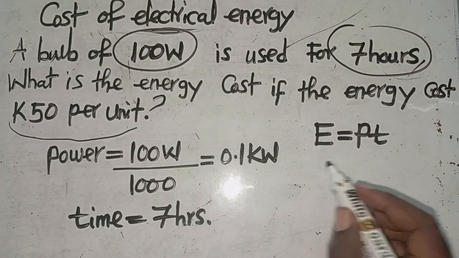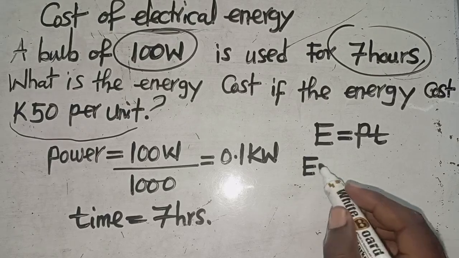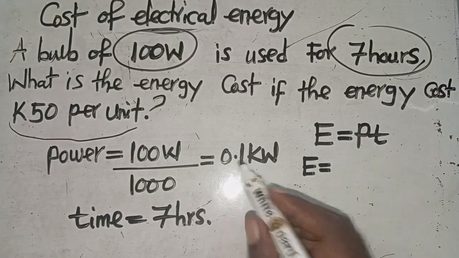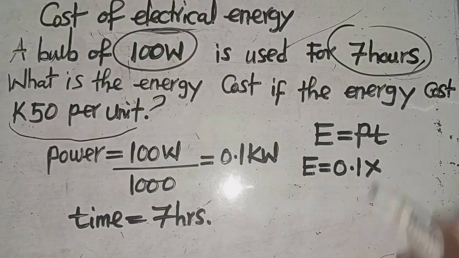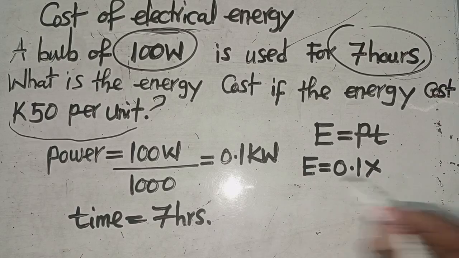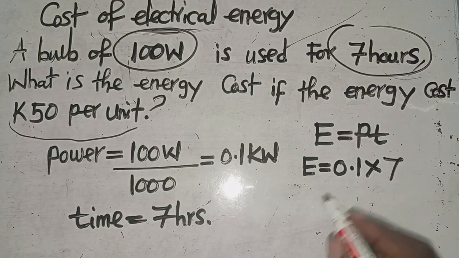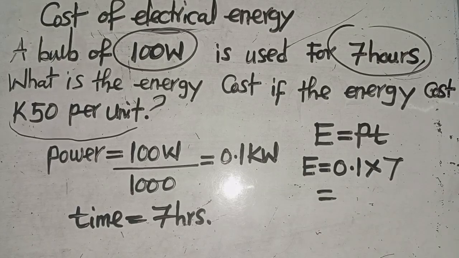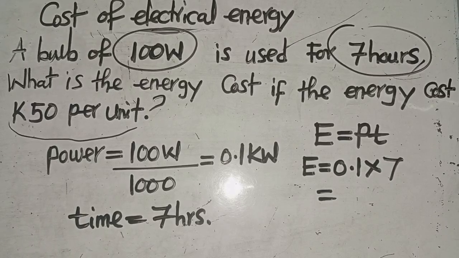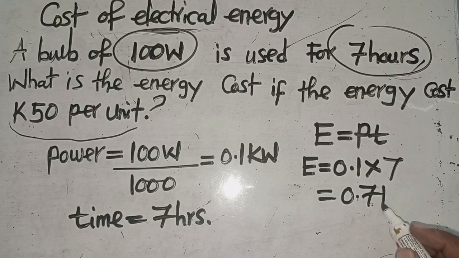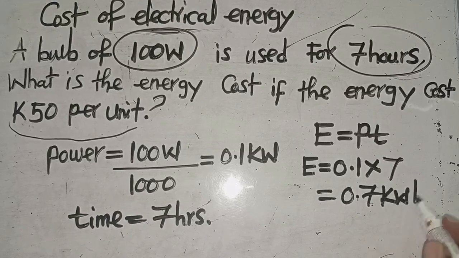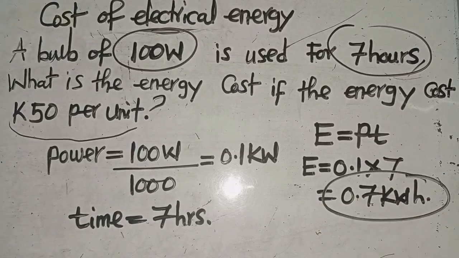So energy is equal to the power, 0.1, times the time, 7. I get my calculator and multiply 0.1 times 7. The answer is 0.7 kilowatt hours. Once you calculate this, you are done.